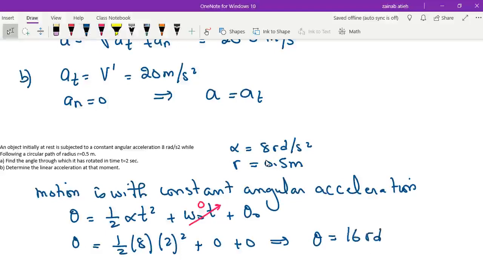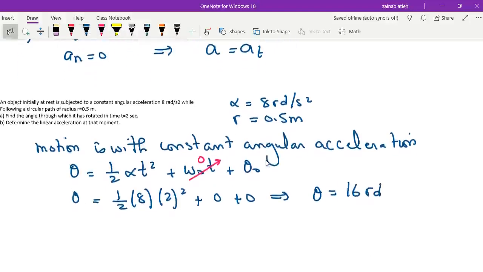دايما اليونت للثeta is radians and never in degrees. ما فينا نستعمل بالفيزيكس degrees إلا إذا كانت من ضمن الساين أو من ضمن الكوساين. أوكي، يعني فيني أقول كوساين 50 degrees، بس لما تكون ثeta لحالها always the SI unit is radian. So in part B بيقول لي determine the linear acceleration at that moment.